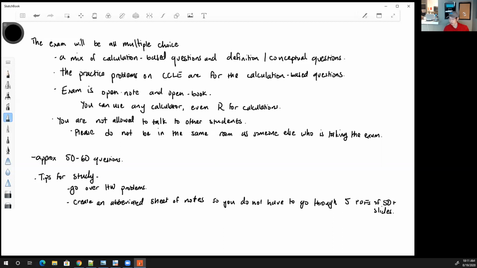Okay, question. If we use R to find an answer like the correlation coefficient or standard deviation, will we have to write the code we use? Oh, well, it's multiple choice, so no. Okay, will the final have similar questions? I assume you mean the midterm exam. Will the midterm exam have similar questions that we have worked on in the Gradescope quiz?